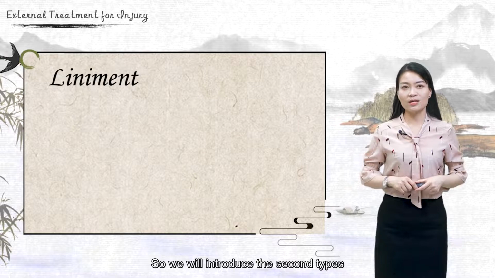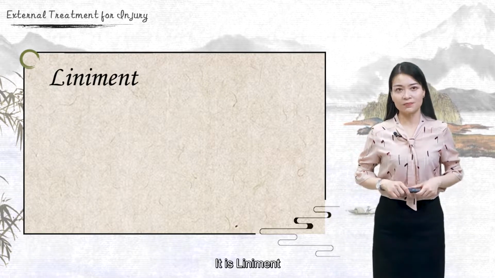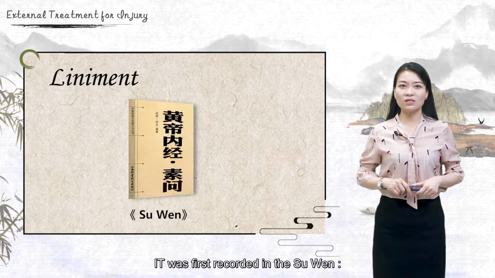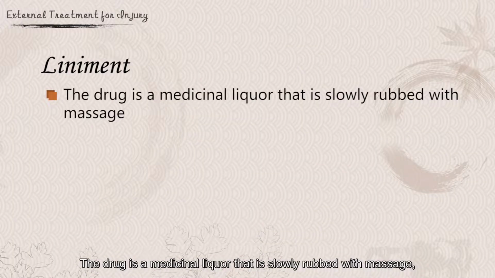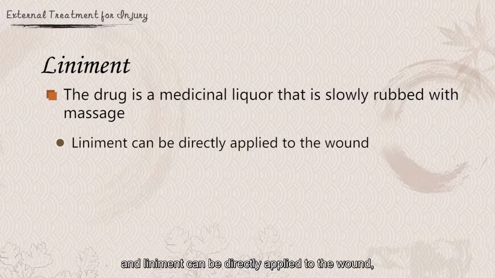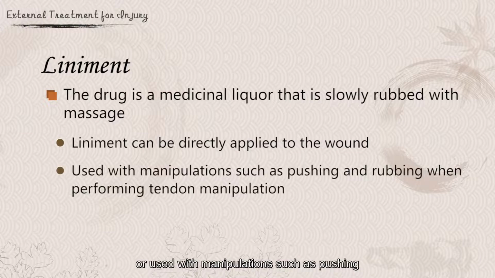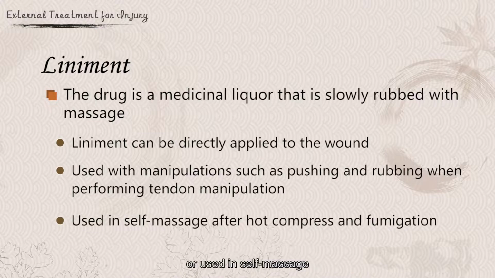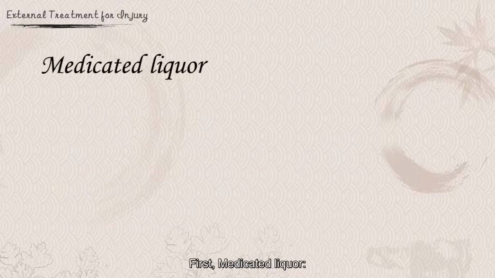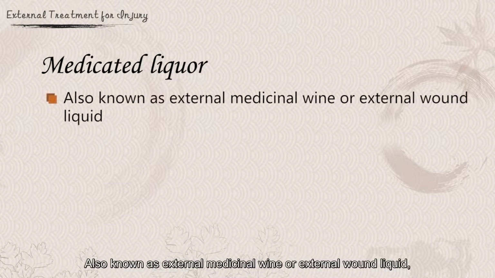So we will introduce the second type, liniment. It was first recorded in the Su Wen. The drug is a medical liquid that is slowly rubbed with massage, and the liniment can be directly applied to the wound or used with manipulation such as pushing and rubbing when performing tendon manipulation, or used as self-massage after hot compress and fumigation. First, medical liquid, also known as external medicine wine or external wound liquid.